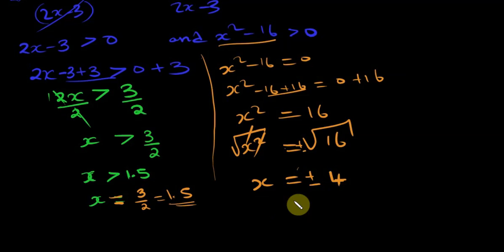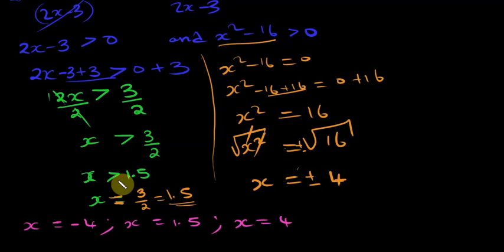So the roots for our given equation, or the zeros for our given equation, which is exactly what we want, are as follows. x is equal to minus 4, I'm writing the zeros in ascending order, and x is equal to 1.5, and x is finally equal to positive 4.